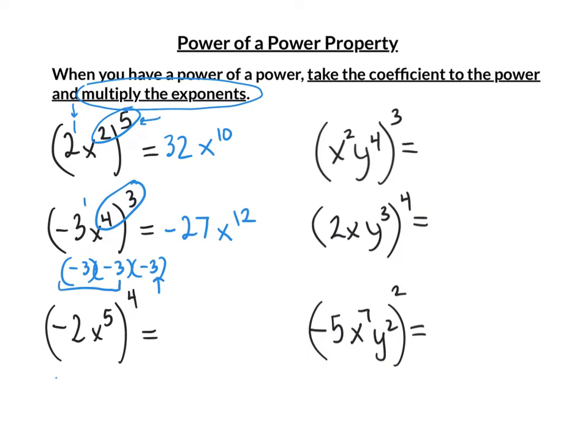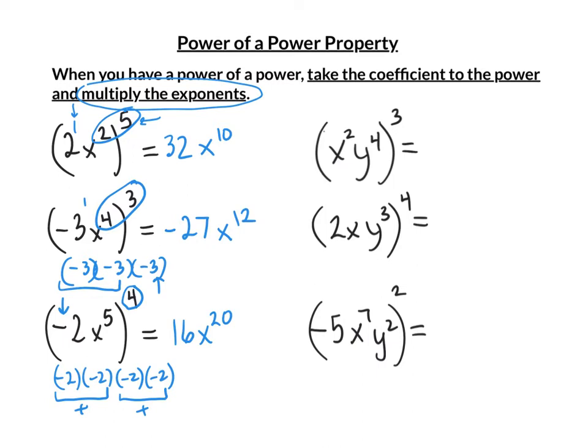Negative 2 to the 4th power is negative 2 times negative 2 times negative 2, 4 times. Every pair makes a positive. A negative times a negative is a positive. This will be positive. If this number is even and you take a negative to an even power, you'll always get a positive because every pair cancels out. 2 to the 4th power is 16. And x to the 5th to the 4th power, this is the power of a power, x to the 20th. Multiply your powers.